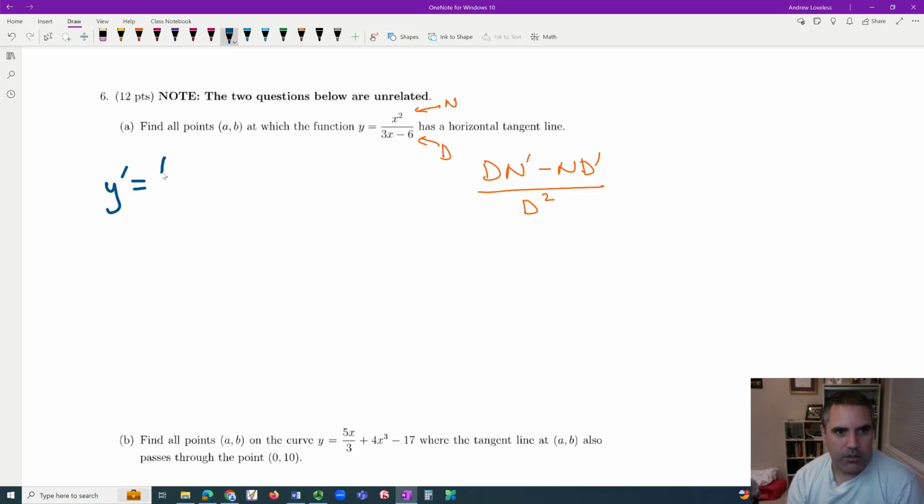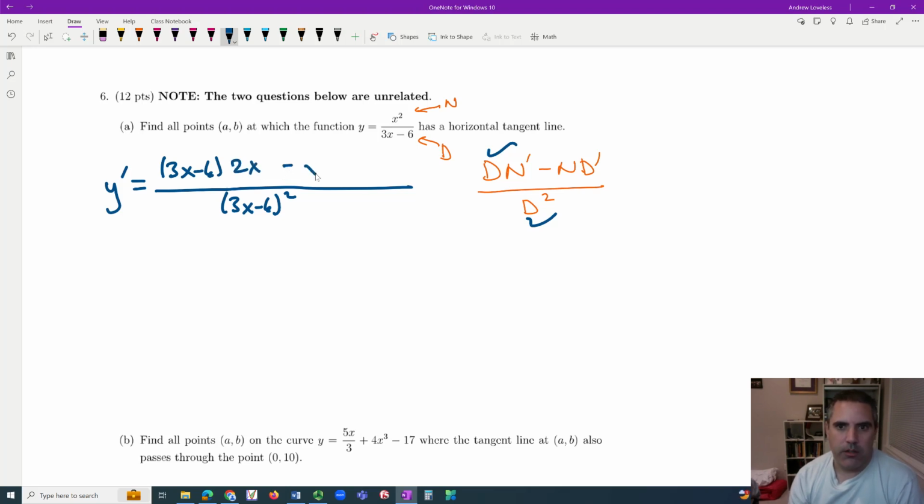Okay, so what I tell students also is you should do a visual inspection that your derivative is correct. And that's easy to do. Denominator, denominator. Minus, derivative of the numerator is 2x. The numerator is x squared. The derivative of the denominator is 3.